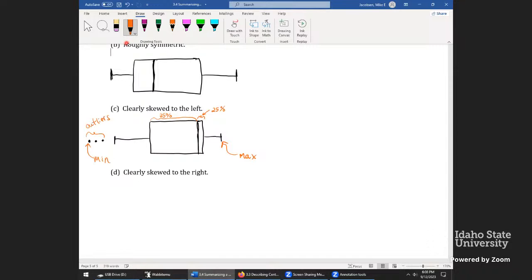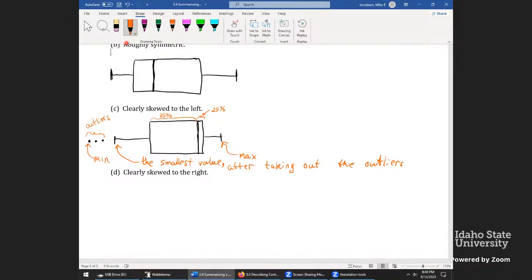Again, this is by the 1.5 IQR rule of thumb. And that value is not the minimum. It's going to be the smallest value after taking out the outliers.